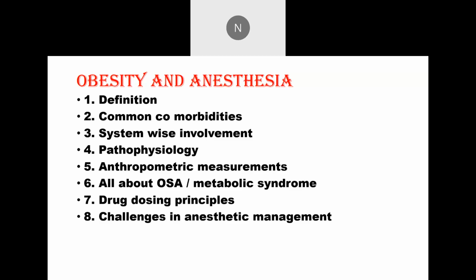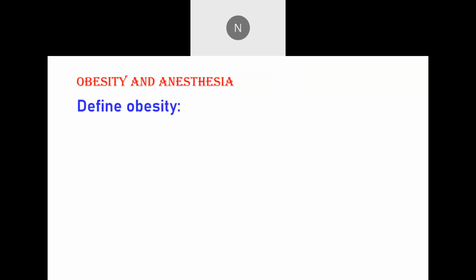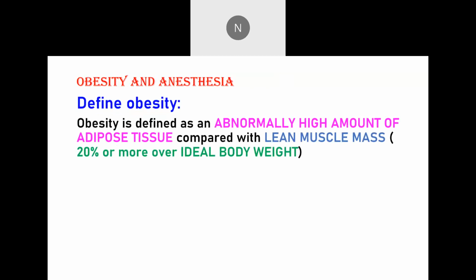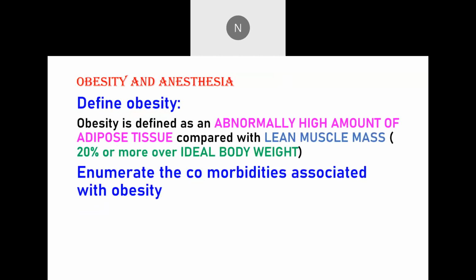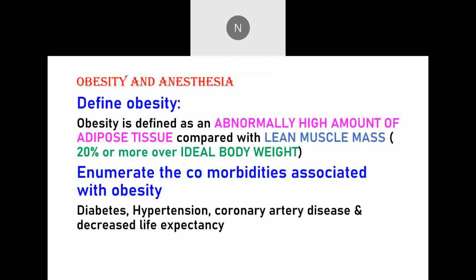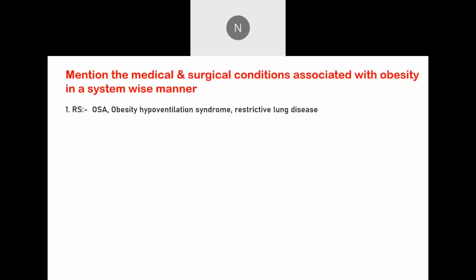You must know the challenges in the anesthetic management and some clinical situations. So obesity is defined as an abnormally high amount of adipose tissue compared to the lean muscle mass, that is 20% or more of ideal body weight. The comorbidities can be diabetes, hypertension, CAD, and decreased life expectancy.